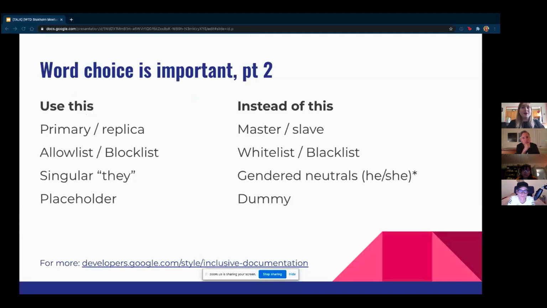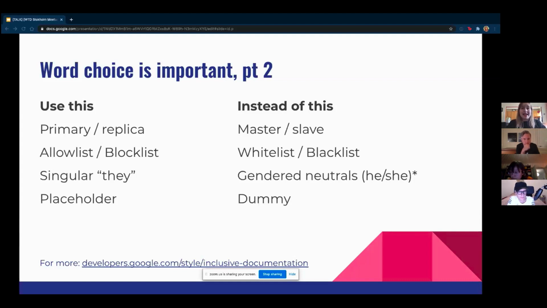And when it comes to technical language, there are a number of ways in which we can be inclusive. This includes removing ableist language as well as racist terminology and gendered language. For example, use primary and replica instead of master and slave.